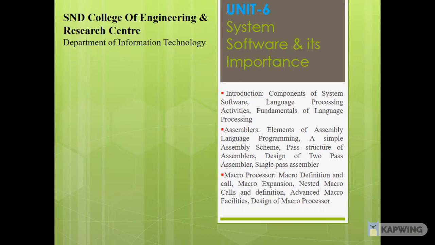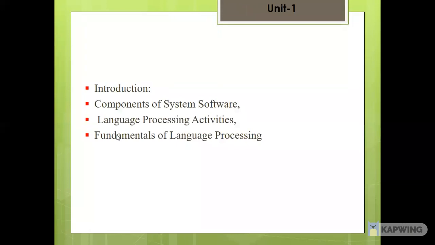Then the third part will be introduction to microprocessor, macro definition and call, macro expansion, loader and linker, general loader scheme, subroutine linkage, and the last point will be relocation and linking. So these are some points in unit number 6. Actually we have to go for what is system softwares and application softwares: introduction, components of system softwares, language processing activities, fundamentals of language processing.